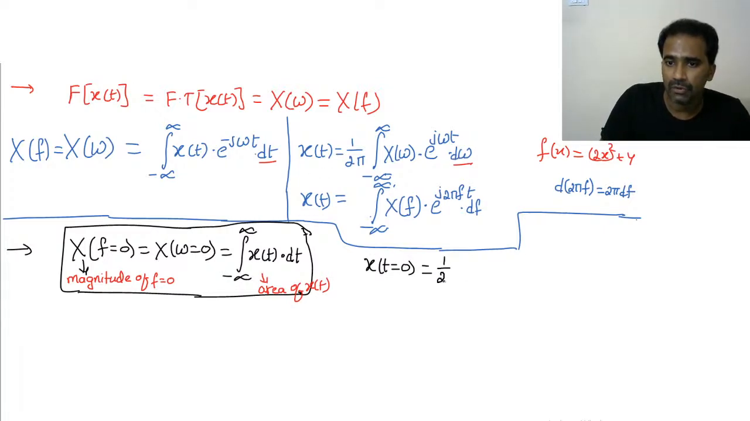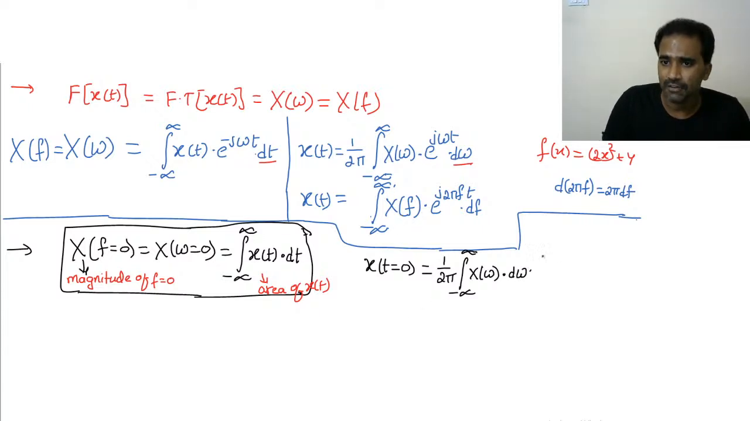It is 1 by 2 pi integration X of omega, limits from minus infinity to plus infinity. So wherever t is there, replace it with 0, because on the left hand side we have replaced t with 0. On the right hand side also, wherever t is there, replace it with 0. What happens now? It becomes e power 0. E power 0 is 1. So it becomes simply d omega.